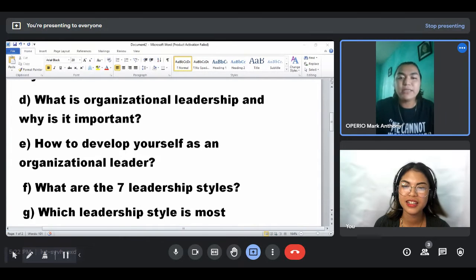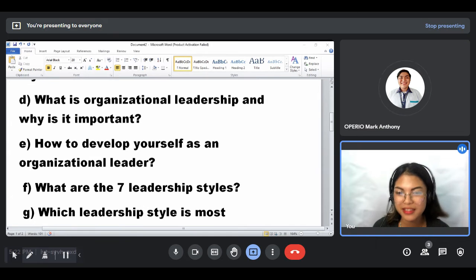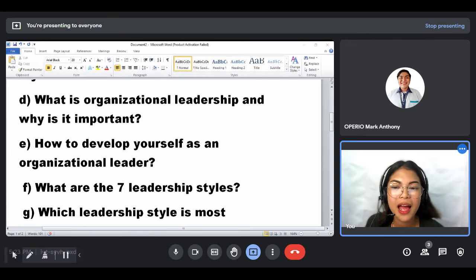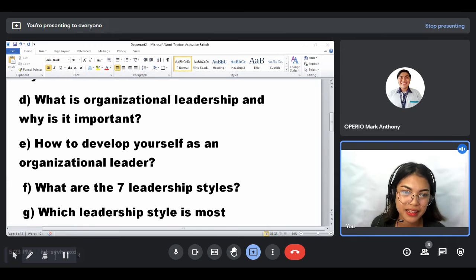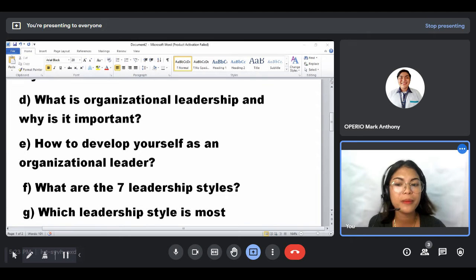How to develop yourself as an organizational leader. To develop yourself as an organizational leader, we should follow the 8 practices. These are the practice of discipline; being a good leader needs this discipline. That is very important as a leader. You need to have discipline for others and especially discipline for yourself. The second one is take on more projects. A great way to develop your leadership skills is to take on more responsibility.